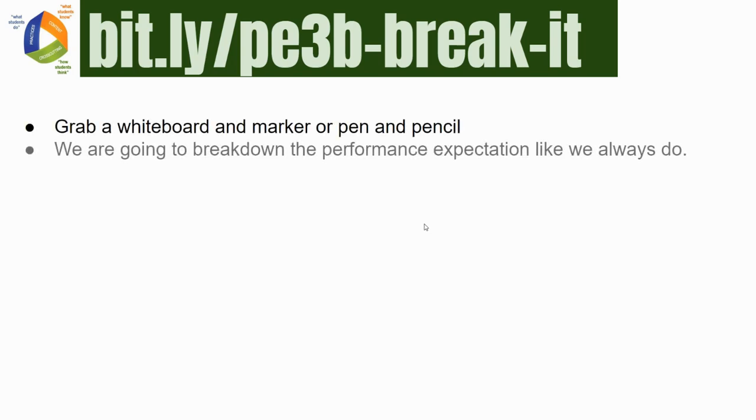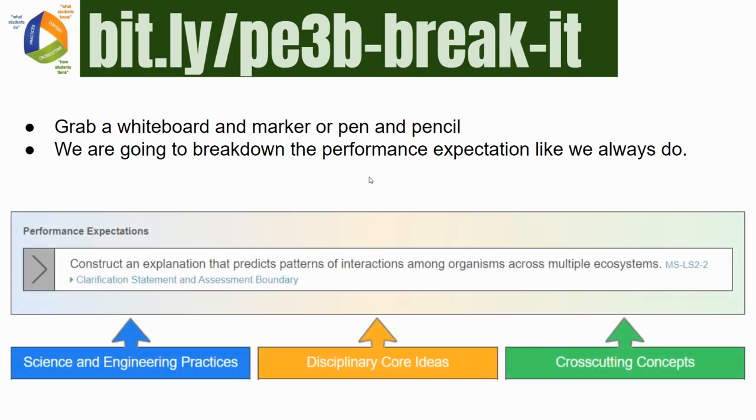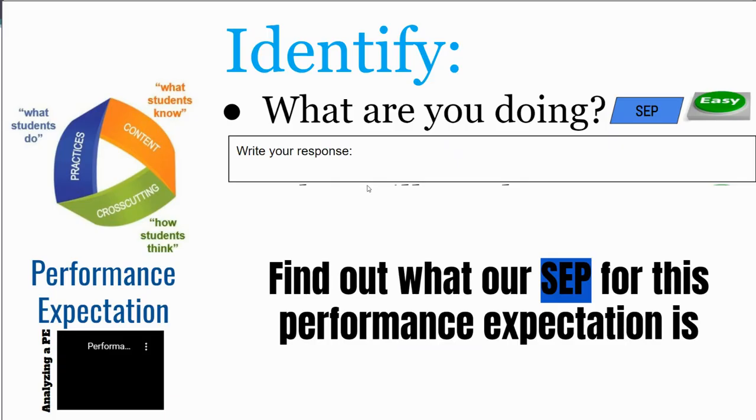You're going to pause this video here in just a second, but I need you to get a couple of things ready. You're going to open up a new tab and open up this bit.ly to be able to go to the site where we break it down. Also get a whiteboard and a marker or a pen and pencil so that we can break down the performance expectation. Go ahead and pause the video and get those things together. Okay, I'm assuming you now have everything together and we are back up and running again.